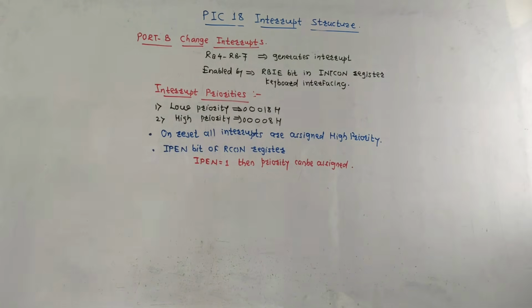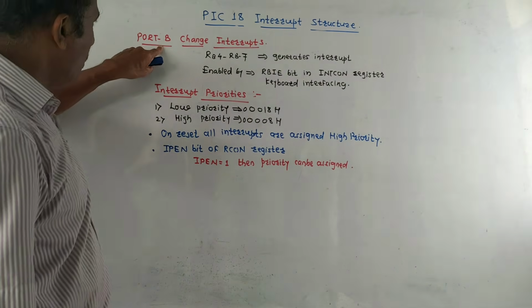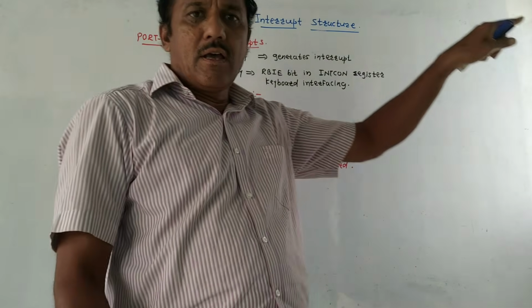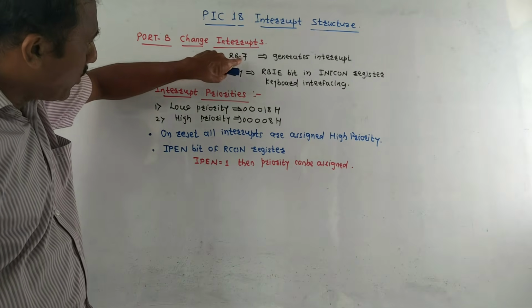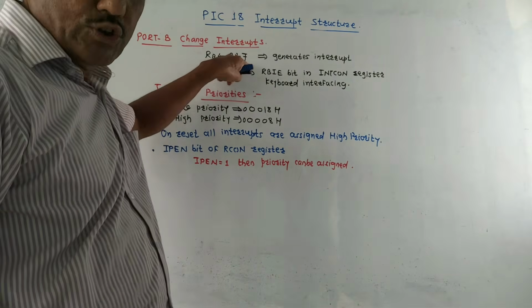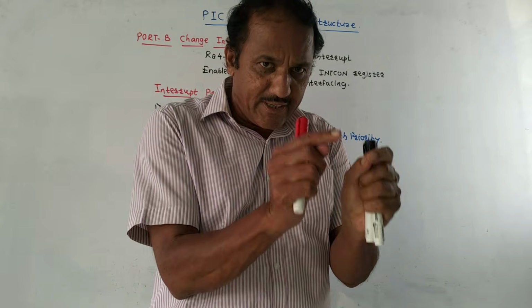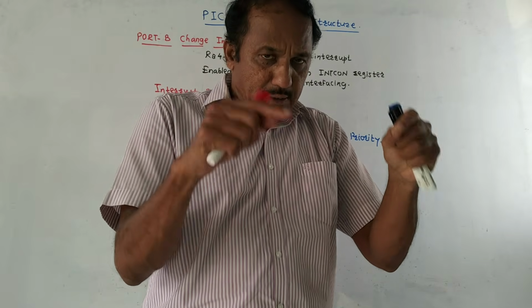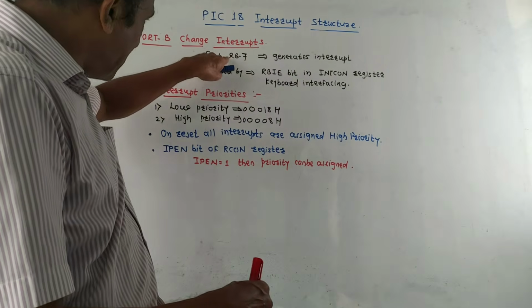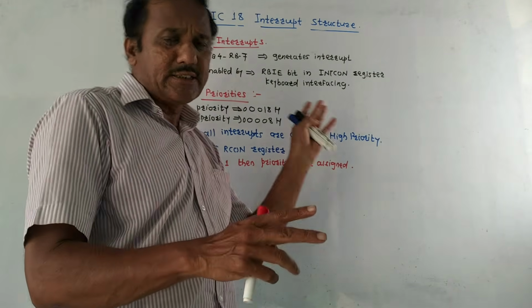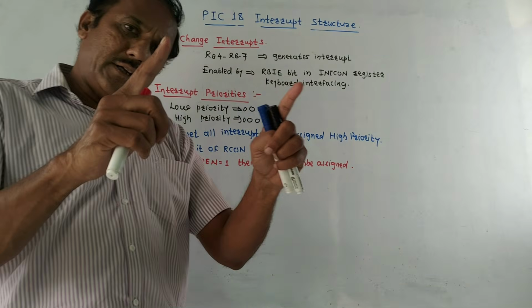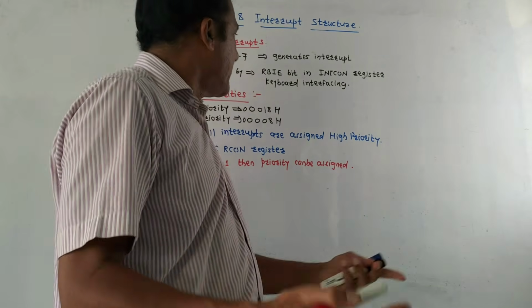Next type of interrupts are port B change interrupts. In case of port B, the four pins, namely RB4 to RB7, are used for detection of interrupts. Whenever some change occurs related to these pins RB4 to RB7, then interrupt is detected. Actually these are four pins, but it is treated as a single interrupt.